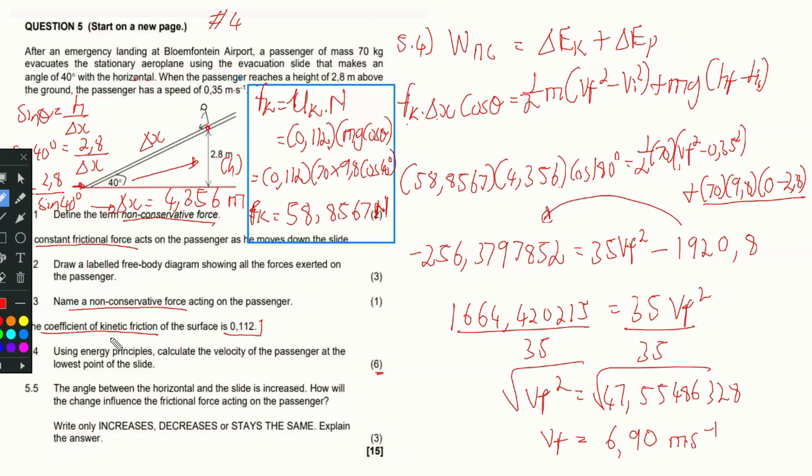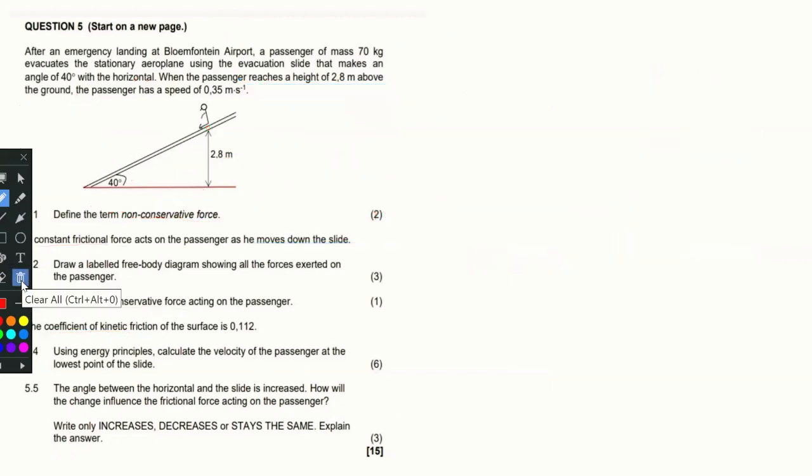Okay, then 5.5 says the angle between the horizontal and the slide is increased, right? So it's more like now this is moving from 40 degrees, hypothetically, to like 60 degrees. So they're increasing the angle. Now, how will the change influence the frictional force acting on the passage?